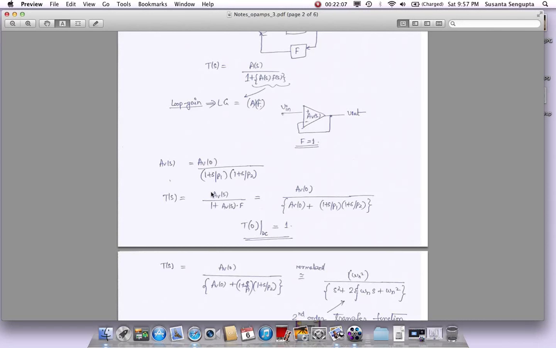It will be the open loop transfer function divided by 1 plus the loop gain, where F is equal to 1, right? So if I put those values here, I will come to an expression like this. So this is my transfer function from input to output. And what does this mean? The first look at this equation tells me I cannot interpret this. I don't even know what it shows.